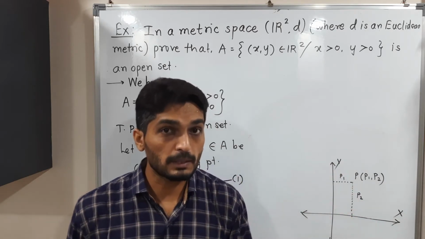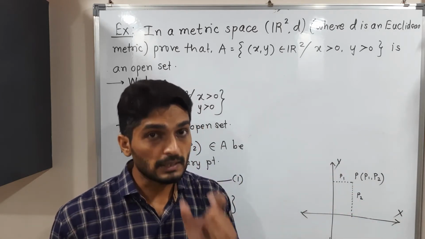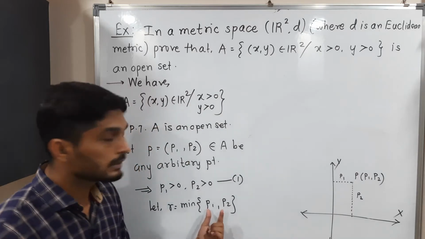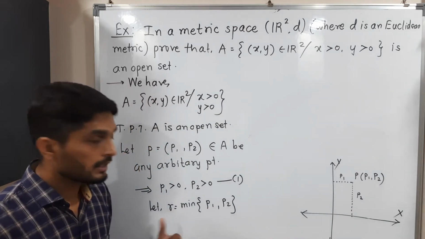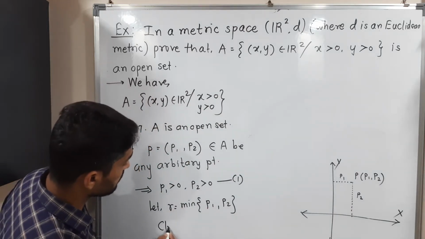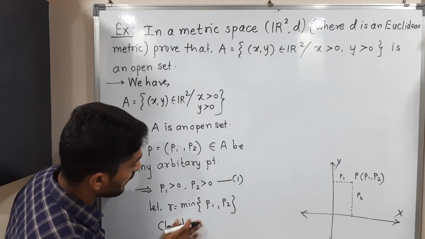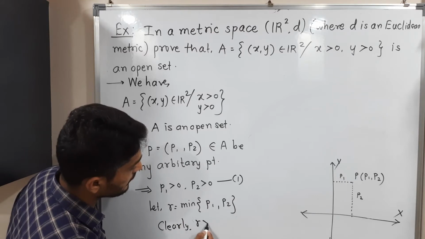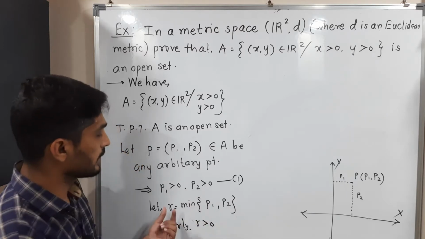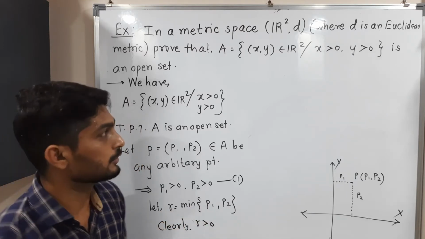So what is my purpose? I'm selecting a minimum radius. Whatever the minimum of these two values, that will be my R. Clearly R is greater than 0. See, both of them are positive, so that's why their minimum will be positive.